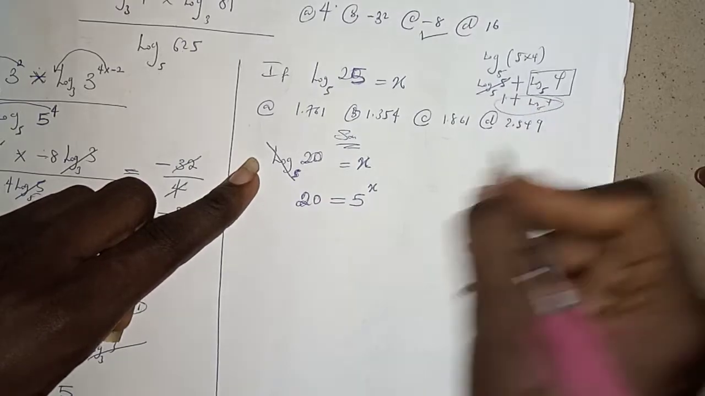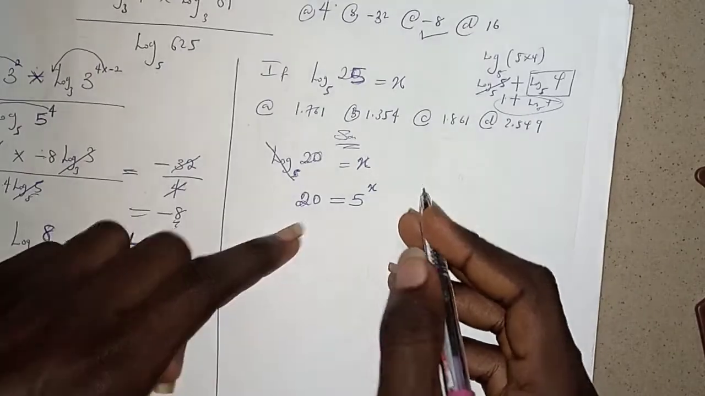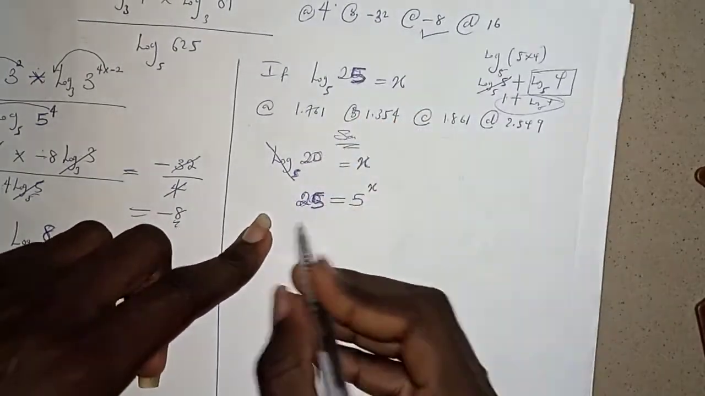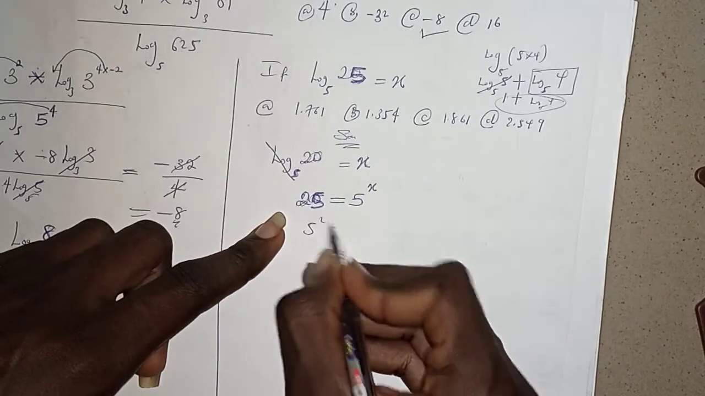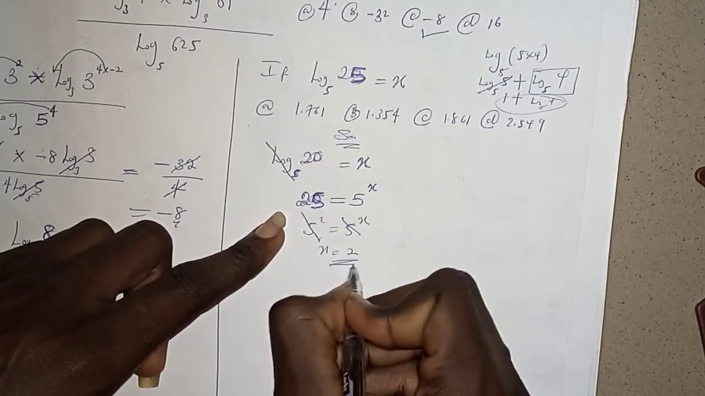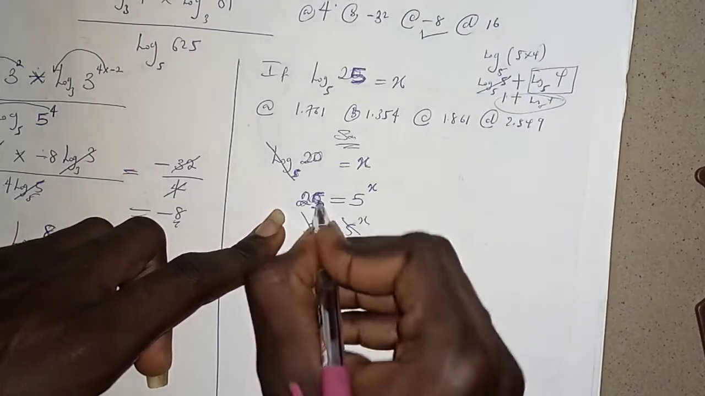And you know there's no calculator, so this can't really make any sense except if this is 25. So the question should come in 25 form. So that means this 25 should be 5 squared, and you have 5 raised to the power of x. This will cancel this, then x is equals to 2. So this is how the question is meant to be, not in this pattern.